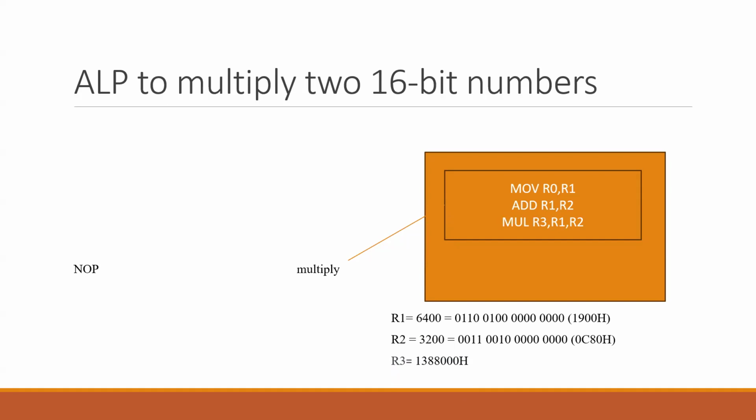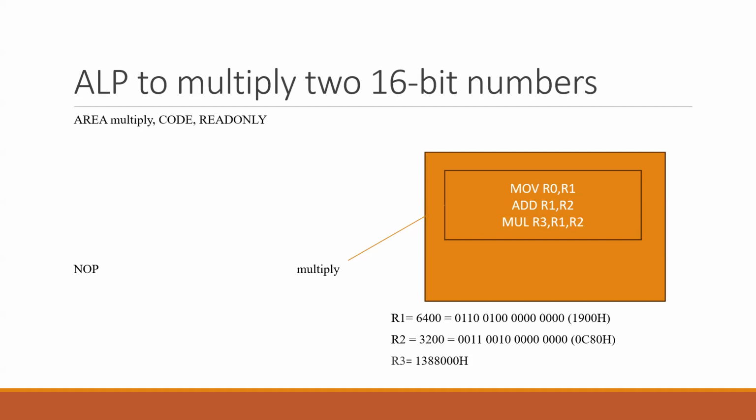Next, multiply these two values and store the result in another register, called R3. So after multiplying the values of R1 and R2, we get the value of 1388000H, which is the hexadecimal multiplication of R1 and R2 into register R3.